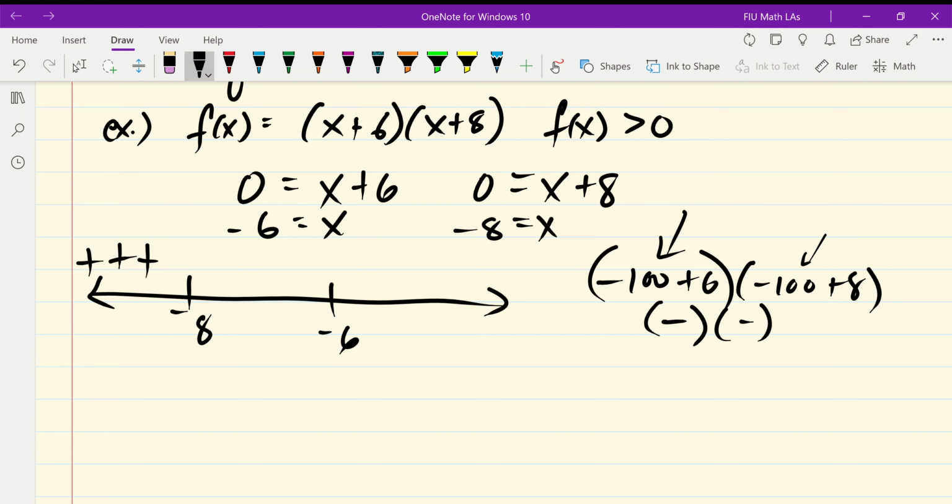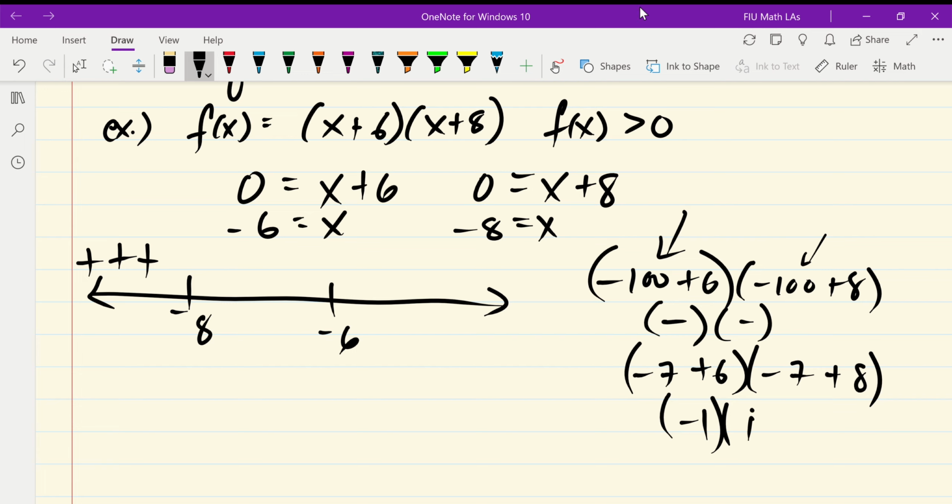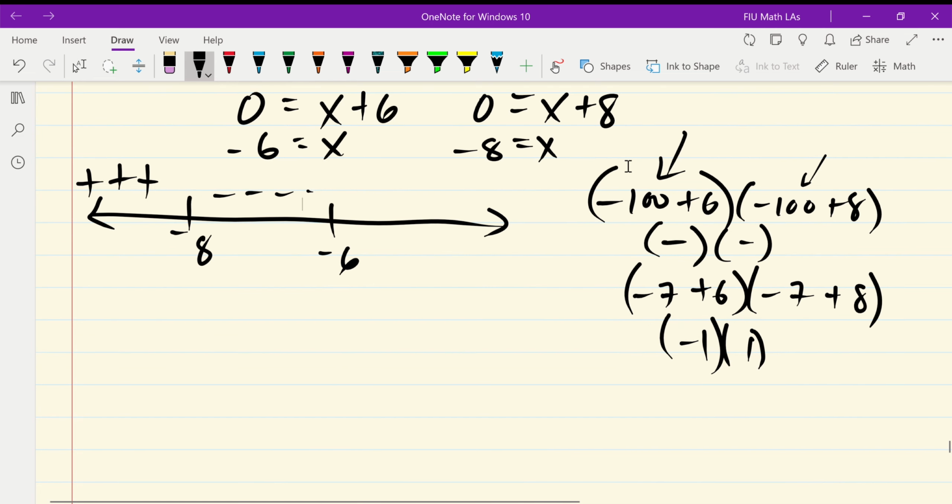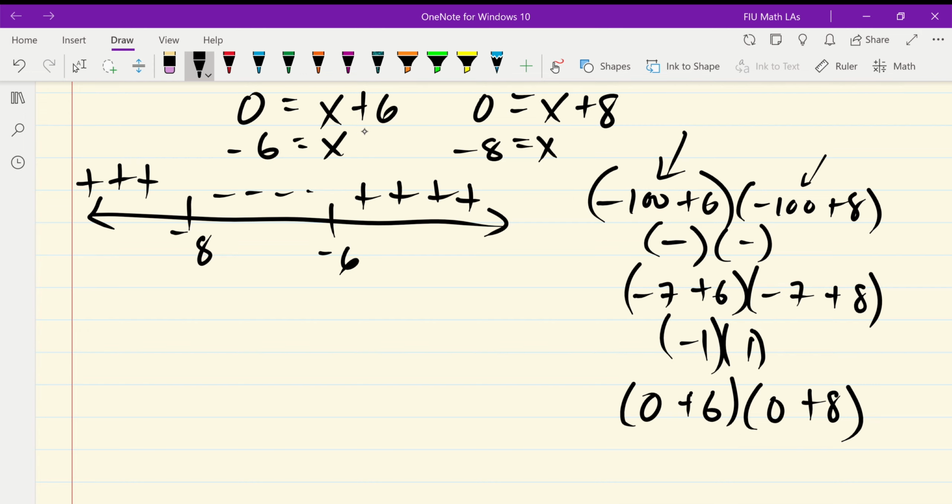If I take a value between negative 8 and negative 6, perhaps negative 7, then I get negative 7 plus 6, so negative 1 here. And then this other one's going to be a positive 1. So negative 1 times 1, this is all negative in between here. And then if I take some other value to the right of negative 6, let's make it easy now. I'll take 0. So 0 plus 6, 0 plus 8, and this is 6 times 8. It's positive. It's 48. All plus.